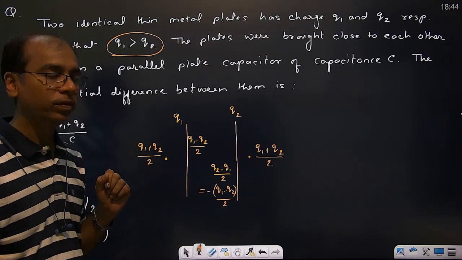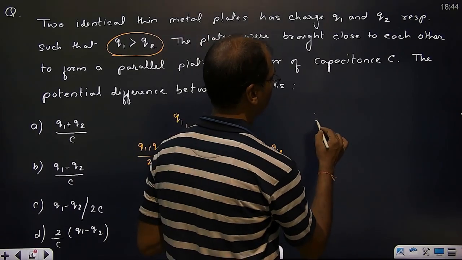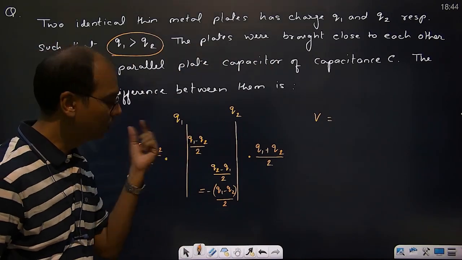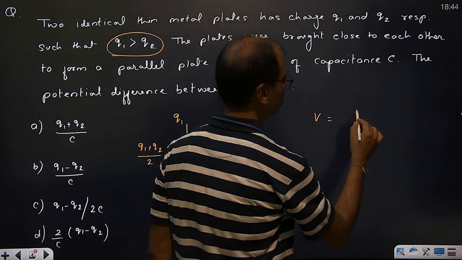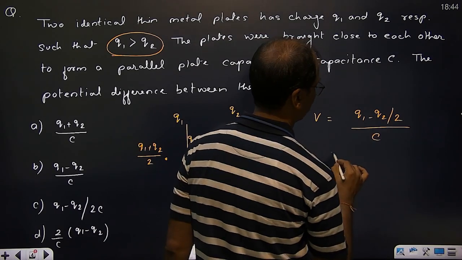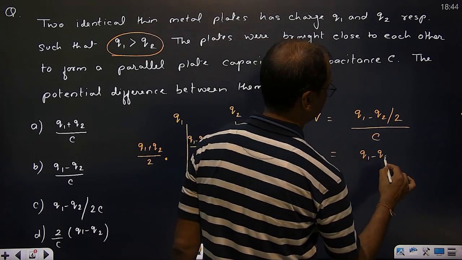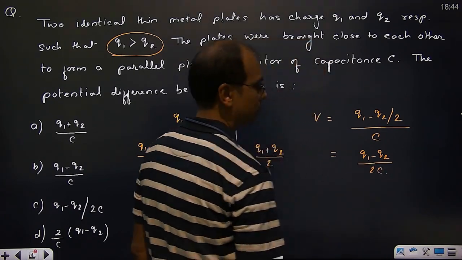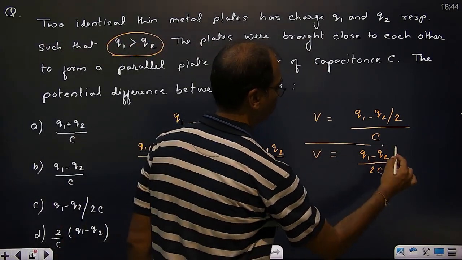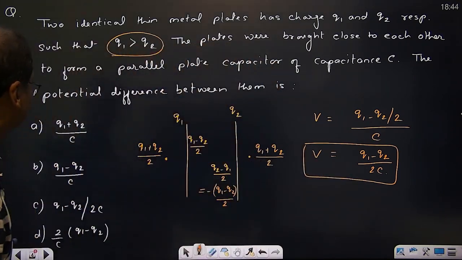So what he is asking now is the V value, that is the potential difference. So V is what? Charge on the capacitor by capacitance. How much is the charge on the capacitor? (Q1 minus Q2) by 2. So (Q1 minus Q2) by 2 by C. Our answer is (Q1 minus Q2) by 2C. This is the potential difference between these two plates. That's all. Is there any option like this? (Q1 minus Q2) by 2C, here it is. So the option is C. Tell me, is it clear to both of you?